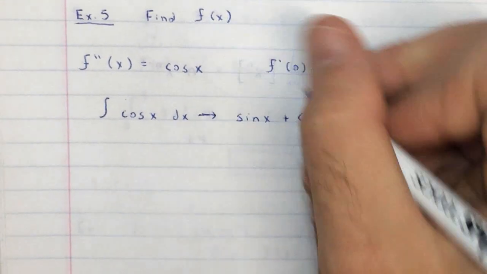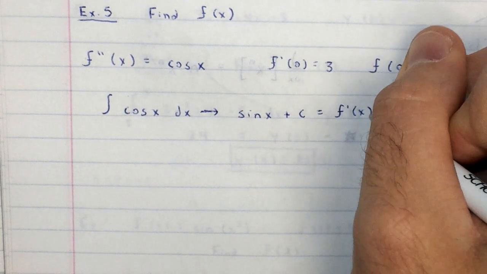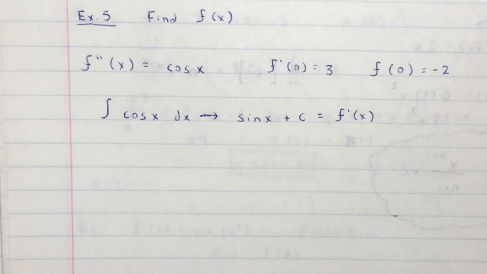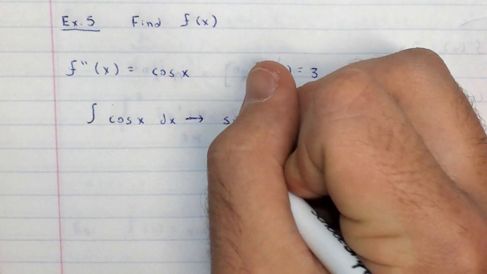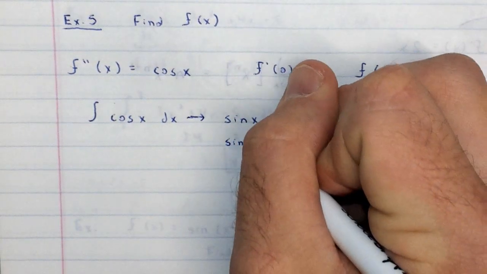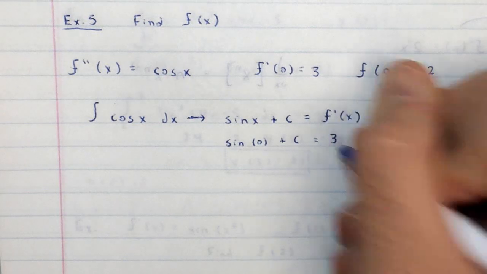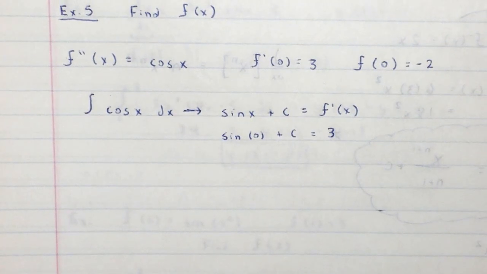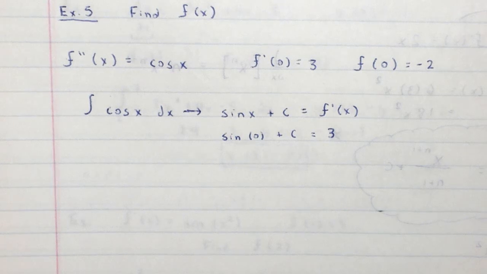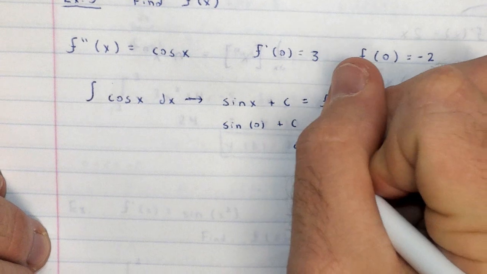Great. We integrated once, so what function am I now staring at? F prime. Now, I'm going to stop here and use the bit of information that I had for f prime. So I'm going to plug in that, so it's going to be sine of 0 plus c is equal to 3, because that was the point I was given. Sine of 0, that's the arm going out. The y value there is what? 0. 0 plus c is just going to be c. So c is equal to 3.